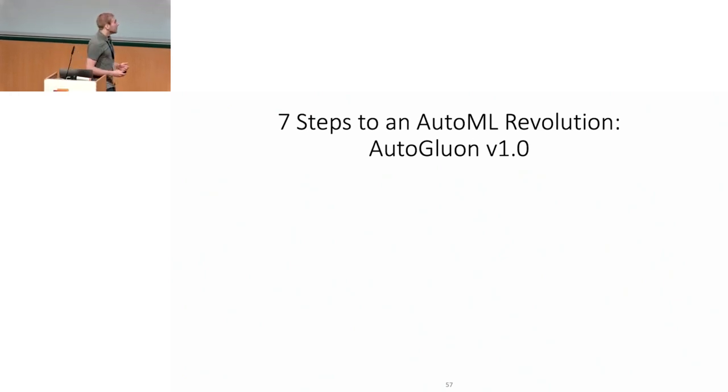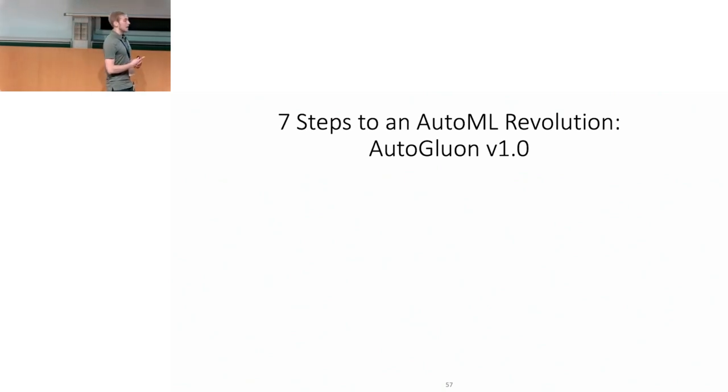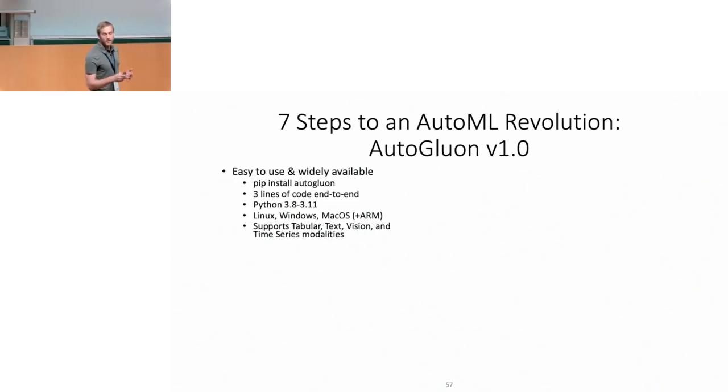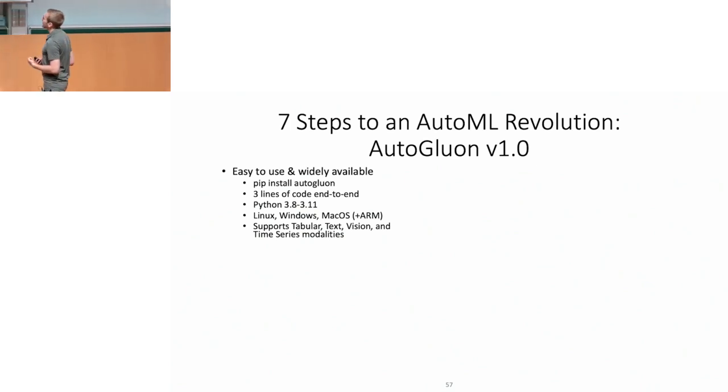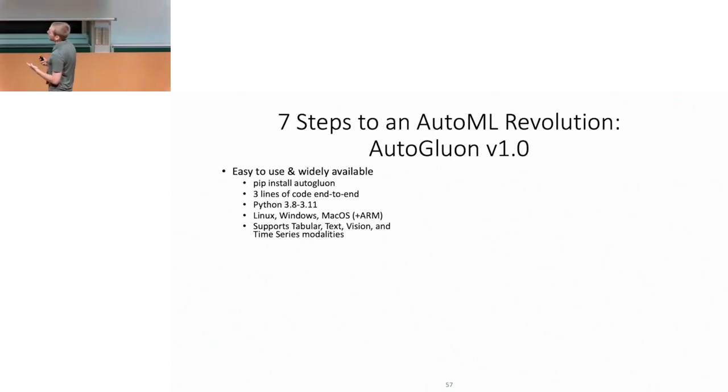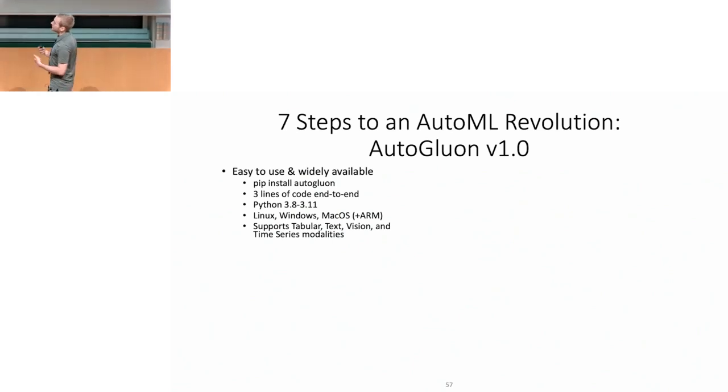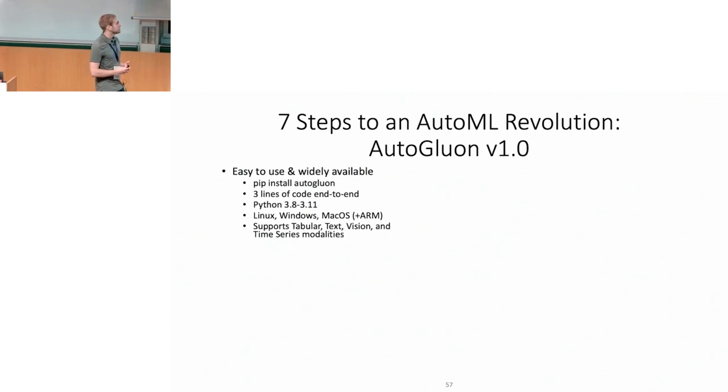So now let's talk about those 7 steps to an AutoML revolution and what that means for upcoming AutoGluon version 1.0. What have we achieved or basically want to achieve by that time? So ease of use and widely available. Just pip install AutoGluon. 3 lines of code end to end. Python 3.8 to 3.11 supported, also on Linux, Windows, and macOS, and with ARM. We will support tabular, text, vision, and time series modalities.